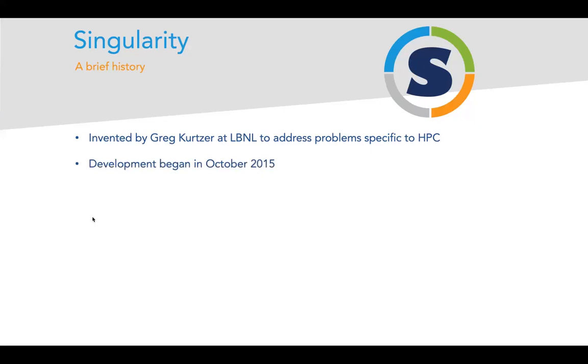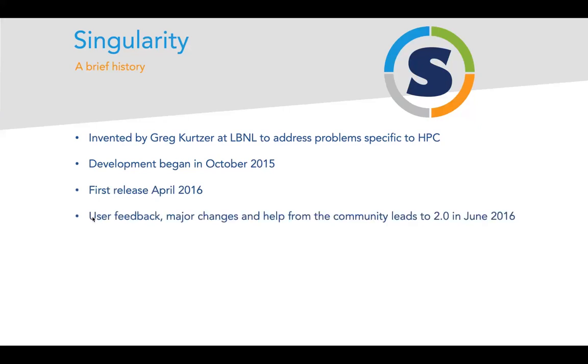So he went to users and he began to get requirements from users, and he began development in October of 2015. He created the first release of Singularity 1.0 in April of 2016, and he went back to the users with that release, and basically it was kind of a flop. So users looked at it and they said, well, that's not really what we're looking for. He got a lot of feedback, and he actually started to grow the community. This is one of the great things that he did with Singularity: he went to the community and got help. And the community began to contribute and develop Singularity as well. This led very quickly to the release of 2.0.